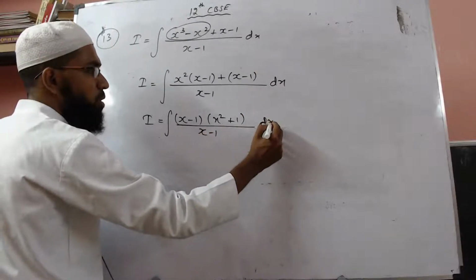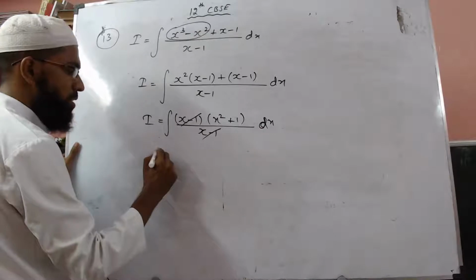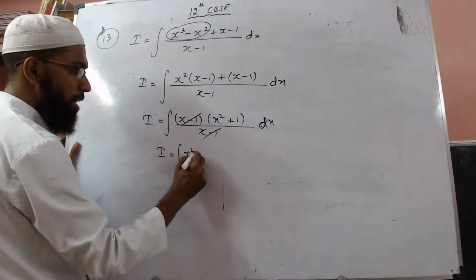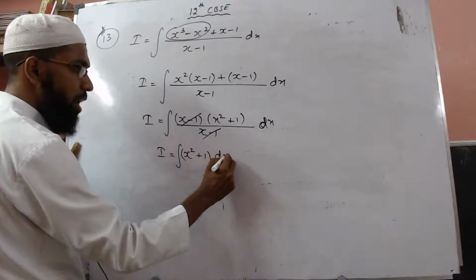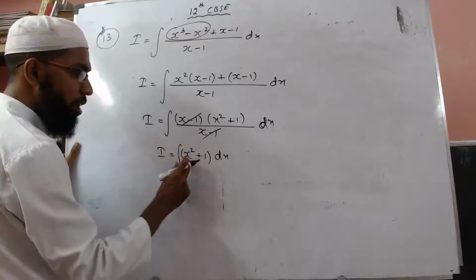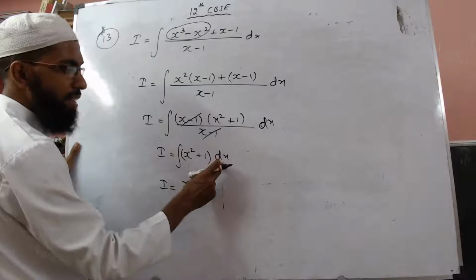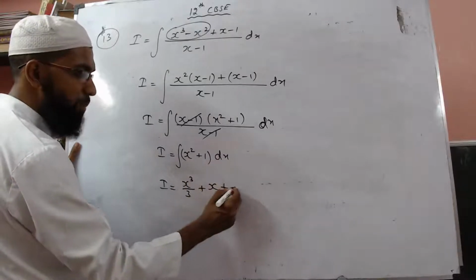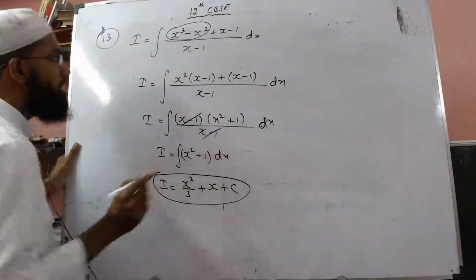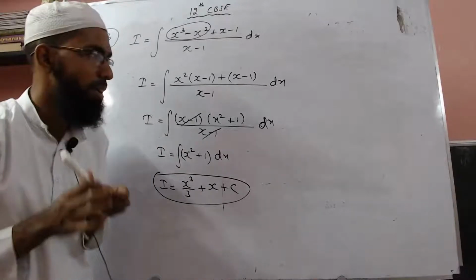Now what I can do? I can cancel these two. Now I equal to integral of x square plus 1 dx. Now I'm not going to split it as I told you. Integral of x square is nothing but x cube by 3 plus integral of 1 dx, that is x plus c. So that's it. The sum is simple. It looks complicated, but it is simple.